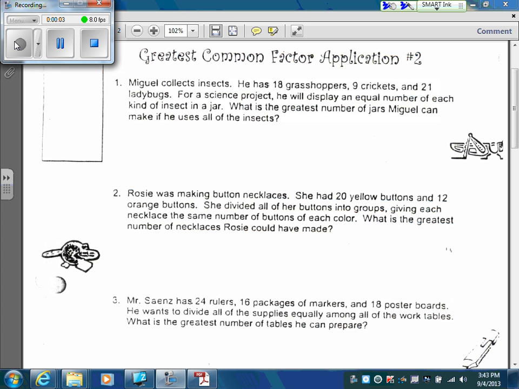Today we talked about greatest common factor, or GCF. So we had done application, the first one together. We're going to go back over.